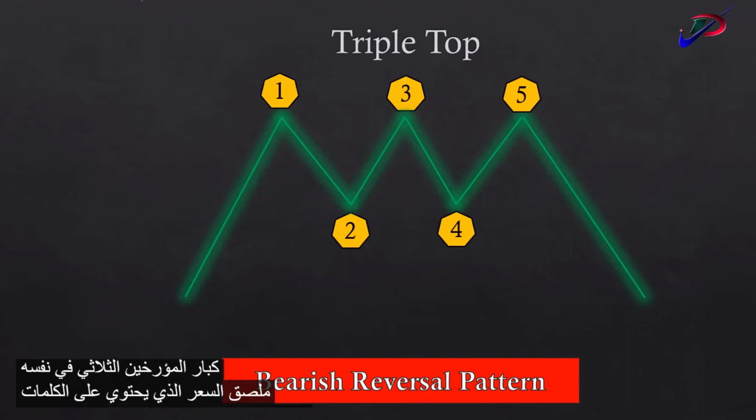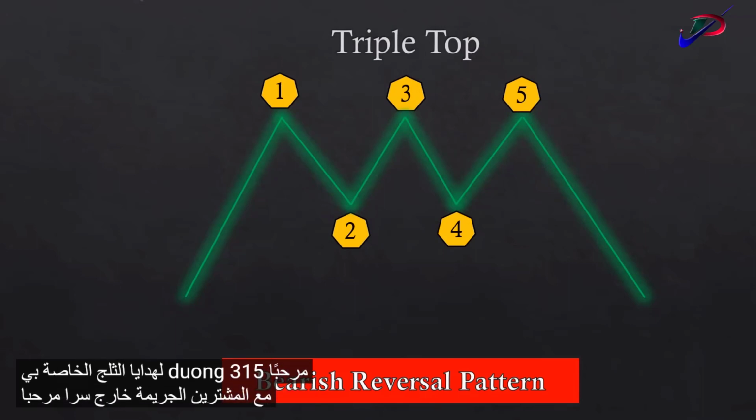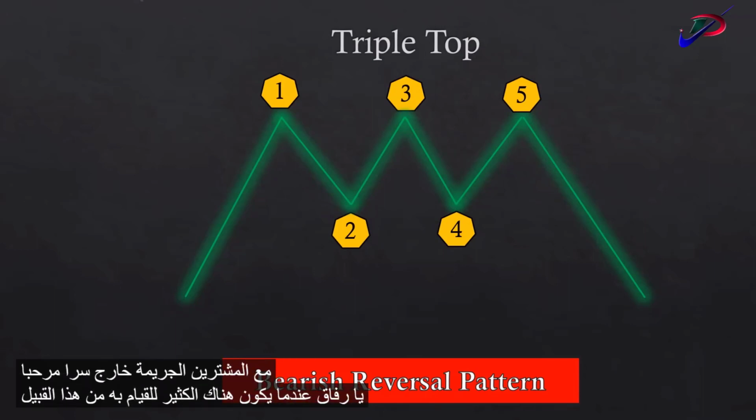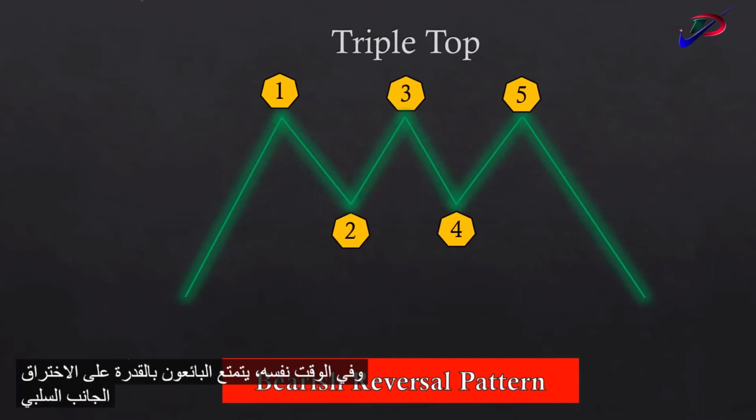In other words, highs 1, 3, and 5 form a nice resistance, which means that buyers are trying to create higher highs, but they are failing to do so. Meanwhile, sellers are gaining power to break out to the downside.